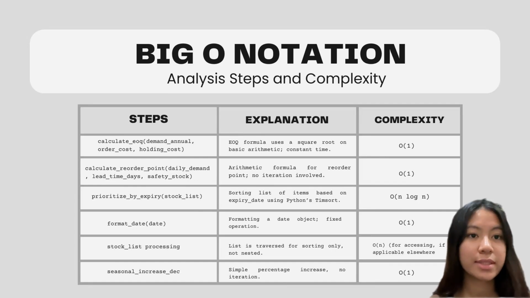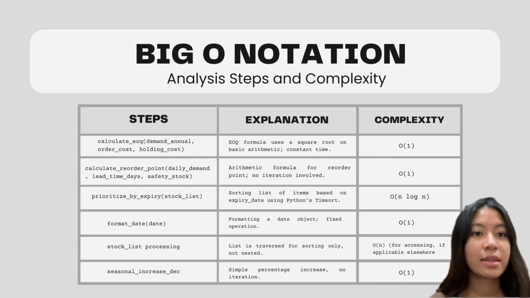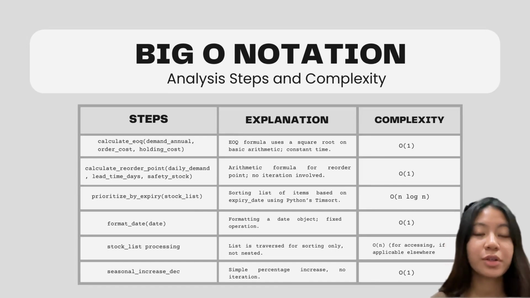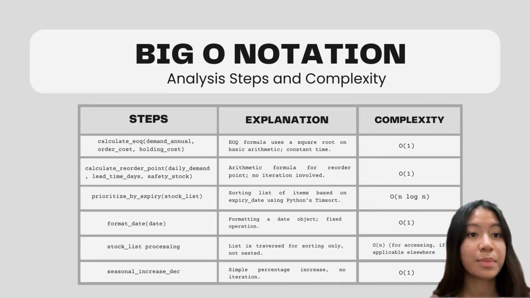Next, when we prioritize by expiry, we sort items based on their expiry date. This sorting takes a bit more time, so it's O(n log n). Formatting a date is just a one-time operation, so it's also O(1). For stock list processing, we go through the list, which is O(n). And finally, for seasonal increases or decreases, it's just a simple percentage change, so it's O(1).